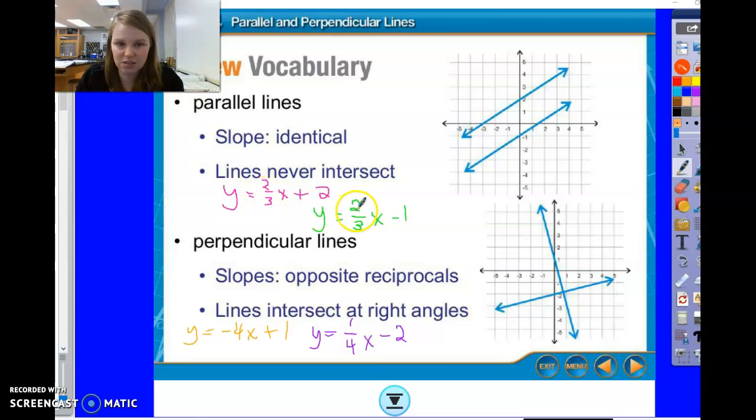So slopes are identical. Perpendicular lines, on the other hand, have slopes that are opposite and reciprocals. Two pieces to that: they're opposite and reciprocal. That makes sure the lines intersect at a right angle, a 90-degree angle. Let's say one of the lines is -4x plus 1. The opposite reciprocal: we take -4, think of it as -4 over 1, flip it and take away the negative. That's going to be a positive 1 over 4x.